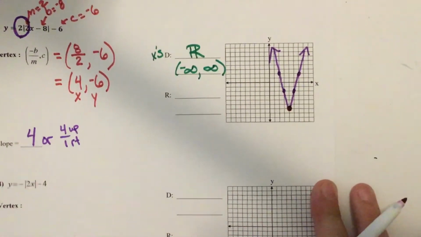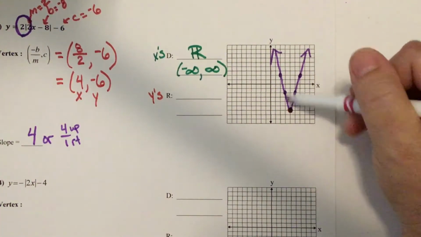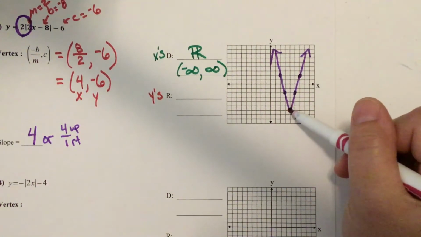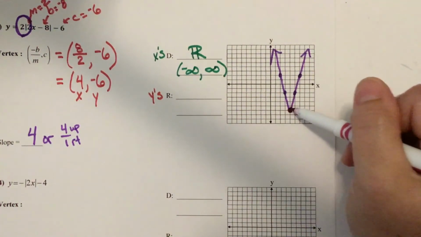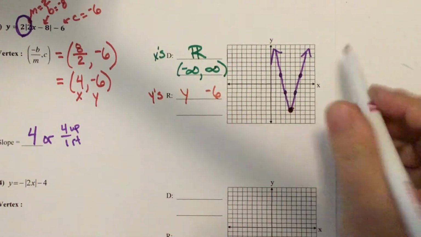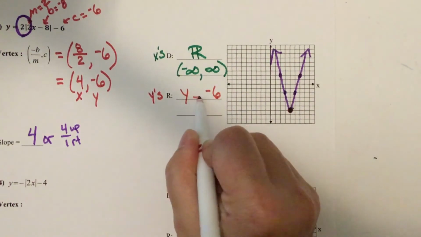Okay, range, these are your Y's. So now we're thinking up and down. This graph goes forever up, but not forever down because there's nothing lower than this guy. So who is our Y value right here? Our Y value right there is a -6 because we're down 6. Because of the closed circle, it gets an equals.